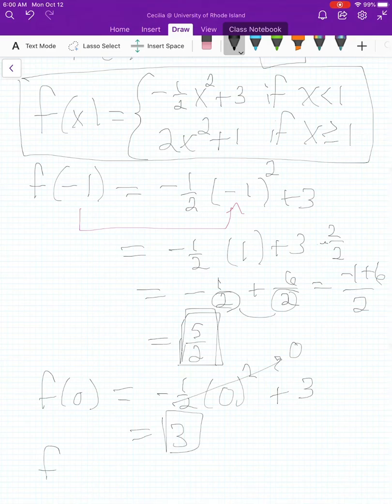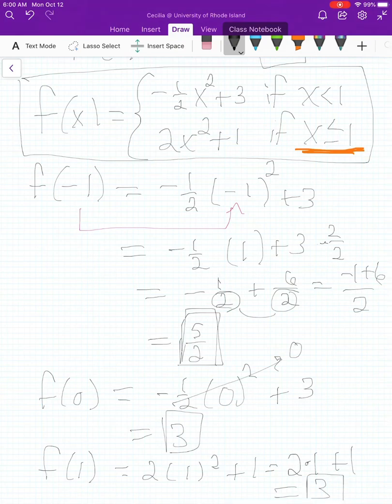And now we're asked to look at f of 1. Well, f of 1, where's that? f of 1 is actually right here. f of 1 is this part, the equal sign. So now we're going to say it's 2 times 1 squared plus 1. And that 1 squared is just 1. So this is 2 times 1 plus 1. And so this is equal to 3.